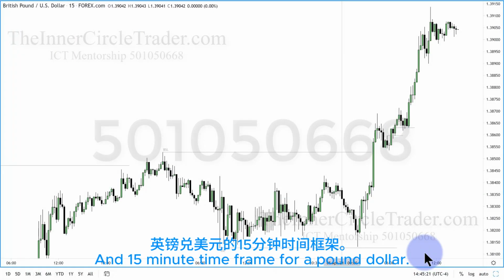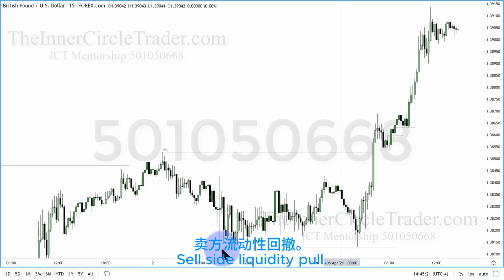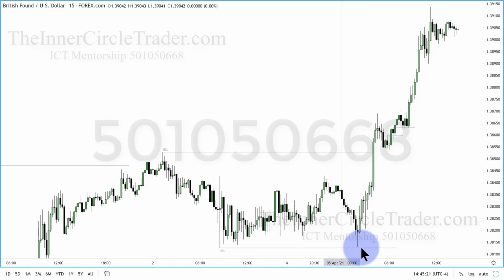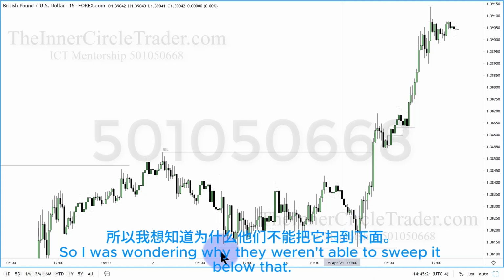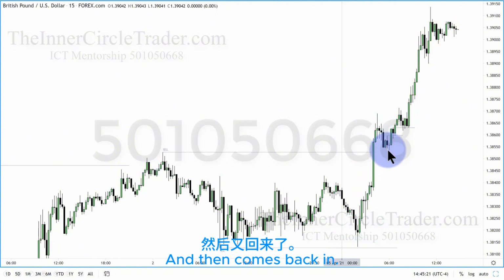And 15-minute time frame for a pound dollar. Again, short-term buy-side liquidity pool, sell-side liquidity pool. Didn't run that. It was actually interesting to note that today when I was looking at it. I woke up a little bit late today, so I was wondering why they weren't able to sweep it below that. I would have done it myself, but nonetheless. Order block, fair value gap, trades into it here, runs to buy-side liquidity, and then comes back in.